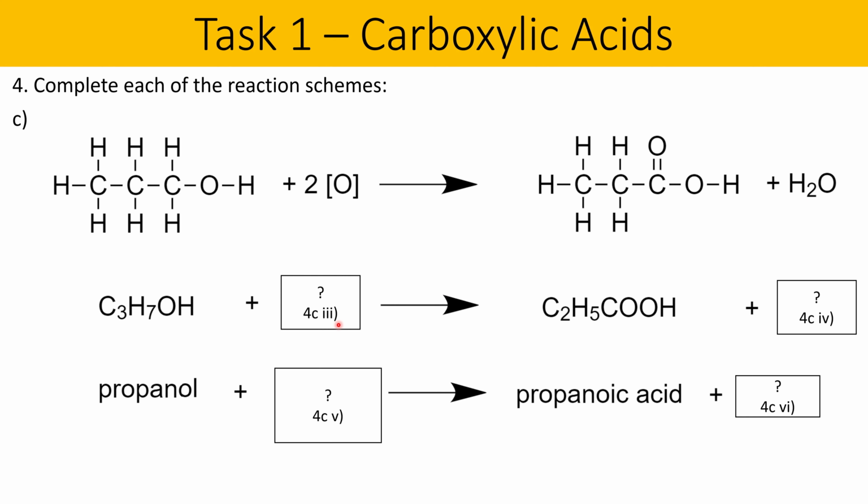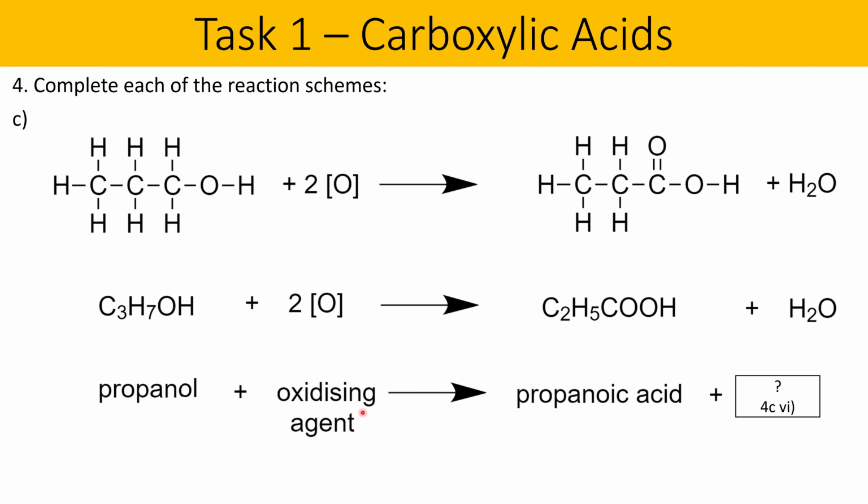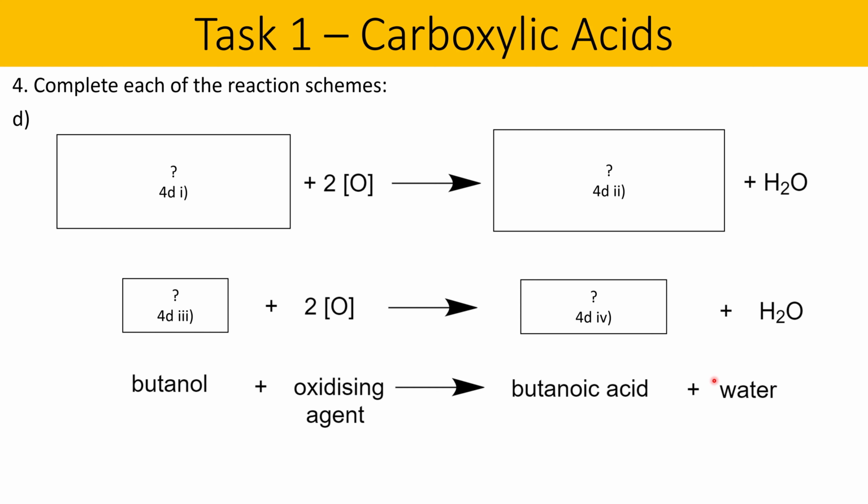Now in a simple equation, these 2 are going to be exactly the same, so we should have got that there. And then finally we've got to name them. So whenever we see O in square brackets, we're talking about an oxidising agent, and H2O of course is water. Okay, so a little bit more challenging this time. So you've got to work your way to the bottom and then see what we're talking about.